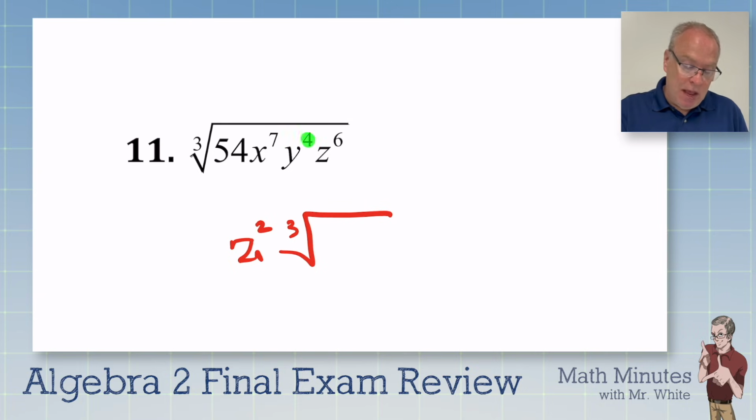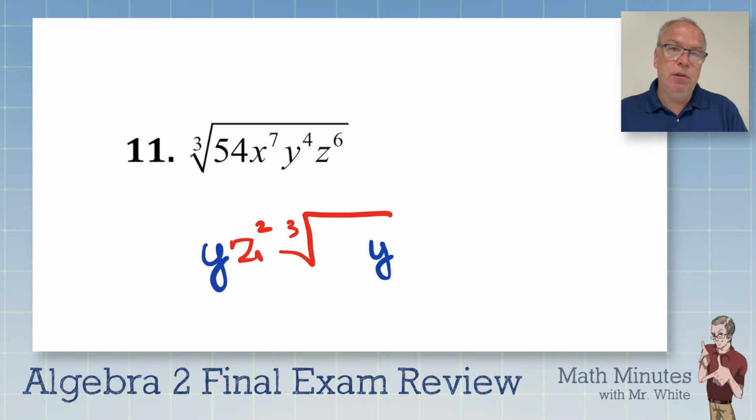Let's back it up. How many times does 3 go into 4? 1 time with a remainder of 1 factor. So I'm going to have a y in here, and I did have one group of 3. Remember, I asked you 4 divided by 3 is 1, remainder 1. So one group made their way out. How many times does 3 go into 7? 2 times. So we put an x squared on the outside, and we have a remainder, 1 factor, underneath.